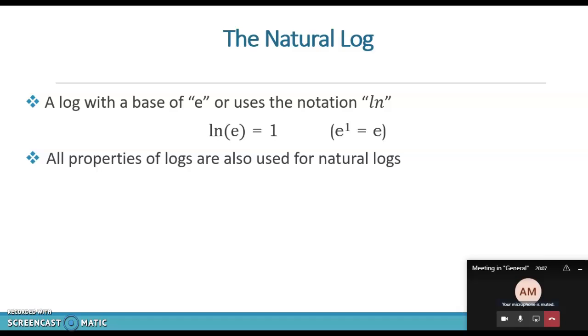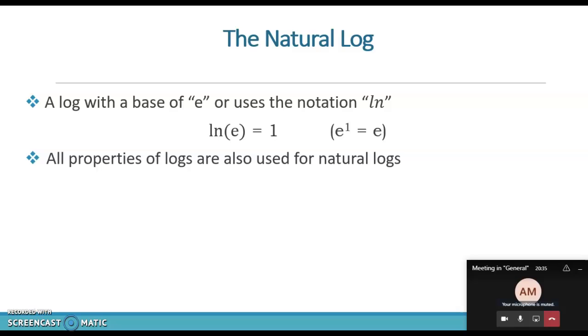Yesterday we talked about how if there is nothing down there, if it just says log with no base, it's understood to be a base 10. If you look on your calculator, you have that button as well, but you also have an LN button. The LN button is a log with a base of e. Now, e is a number just like pi is a number. It is an actual number, okay?